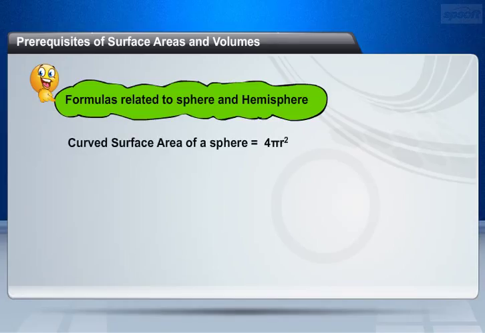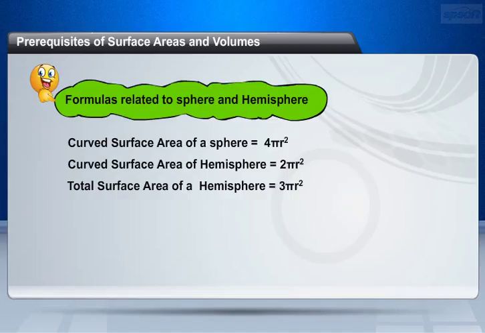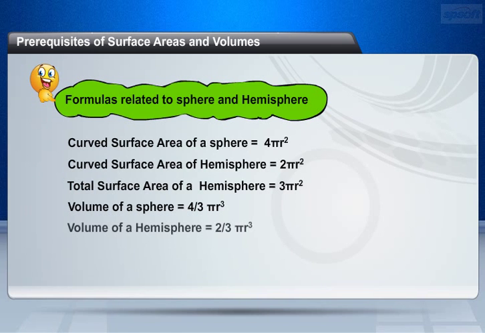Curved surface area of a sphere is equal to 4 pi r square. Curved surface area of hemisphere is equal to 2 pi r square. Total surface area of a hemisphere is equal to 3 pi r square. Volume of a sphere is equal to 4 by 3 into pi r cube. Volume of a hemisphere is equal to 2 by 3 into pi r cube.